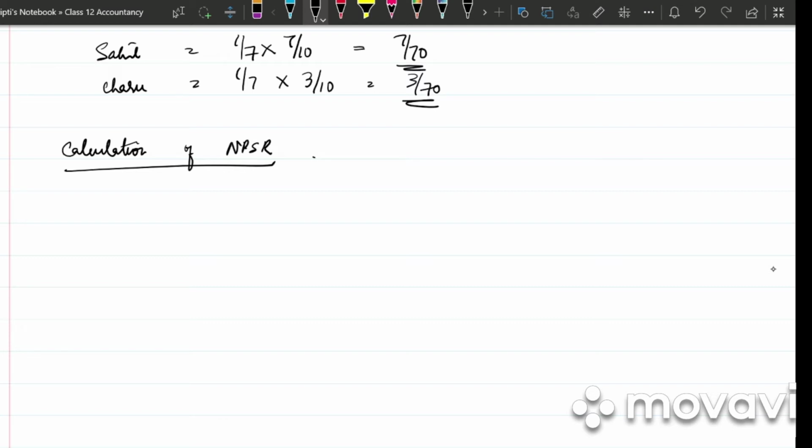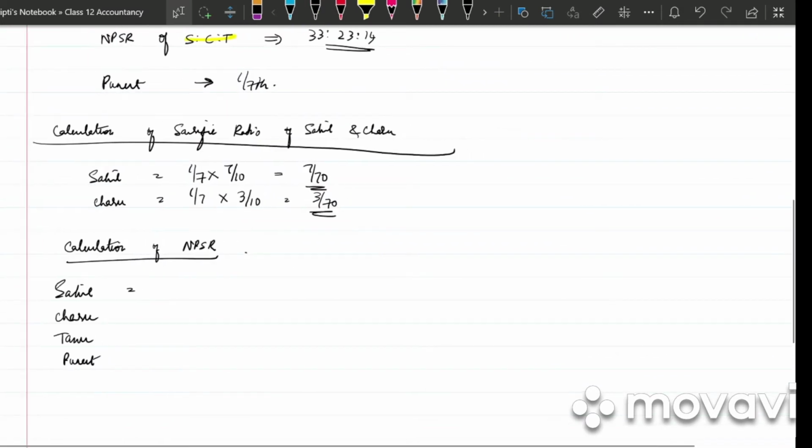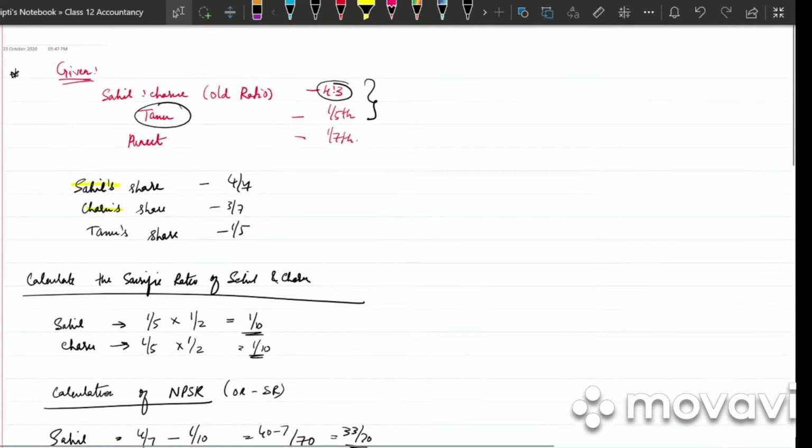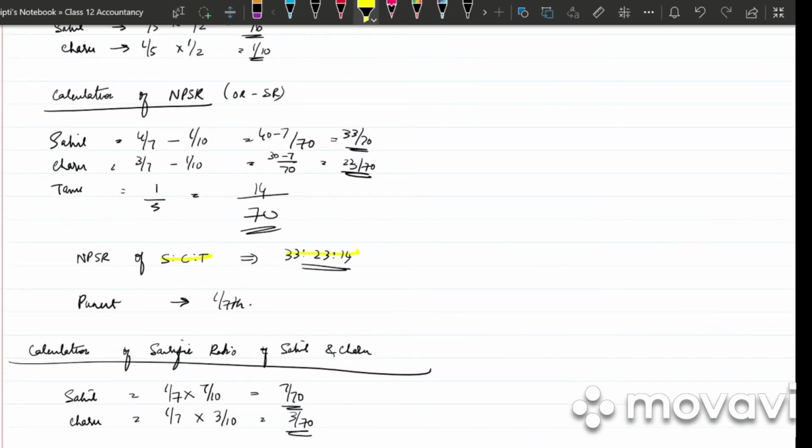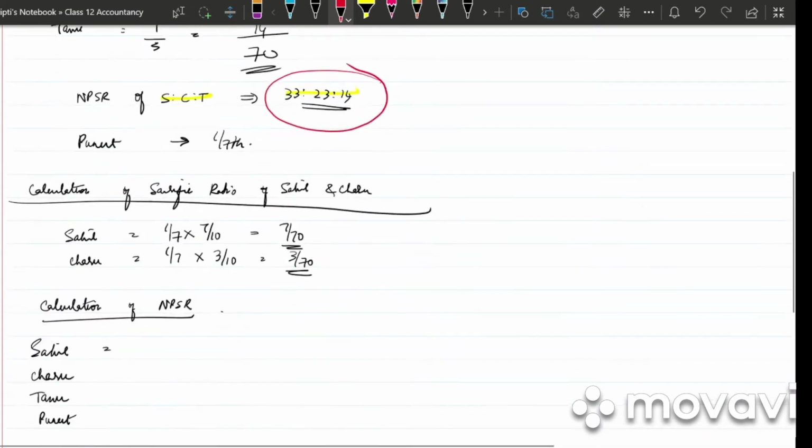What is the formula? Old ratio minus sacrifice ratio. Sahil, Charu, Tanu and Puneet. What is the old ratio of Sahil? Which old ratio will be seen now? Will you see 4:3 or will you see 33:23:14? You will be seeing 33:23:14, because the new ratio after Tanu was admitted was changed between Sahil, Charu and Tanu.